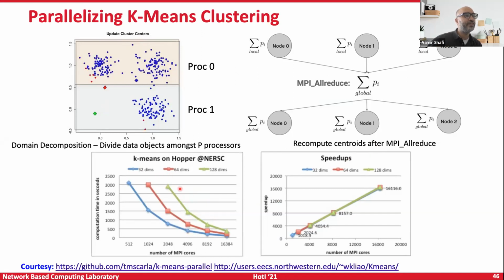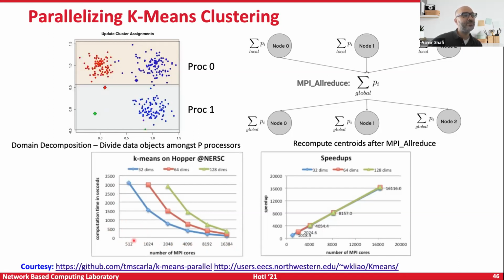So this is on a NERSC supercomputer called Hopper. The blue line here is the speedup for 32 dimensions, the red line is for 64 dimensions, and this green line is for 128 dimensions. The x-axis here is the number of MPI cores, from 512 to 1000, 2000, 4000, 8000, and 16,000. And the y-axis here is essentially the computation time.